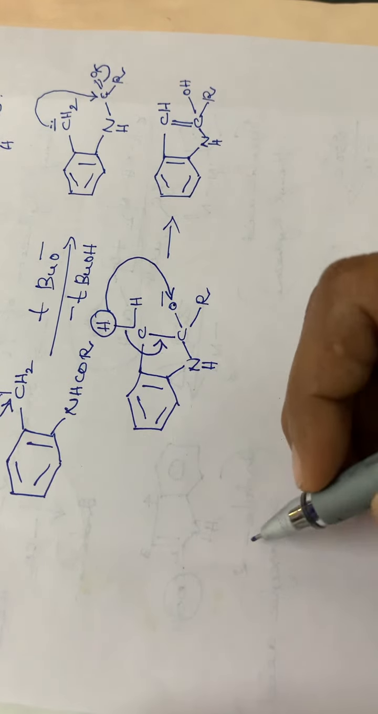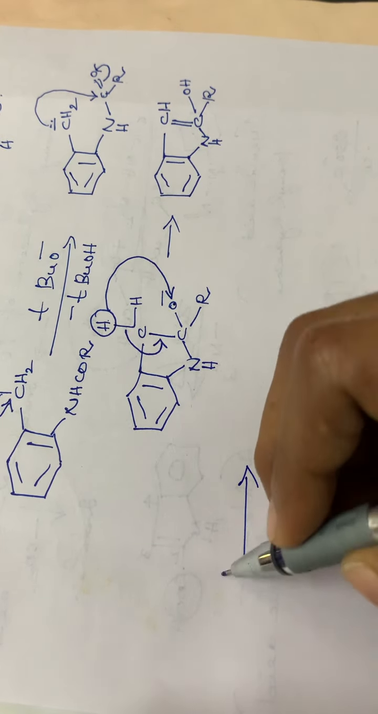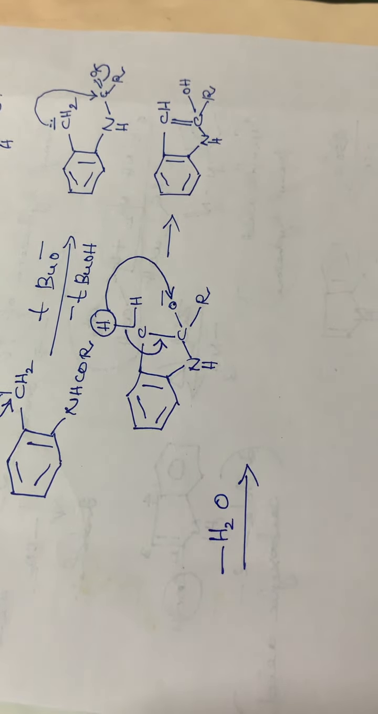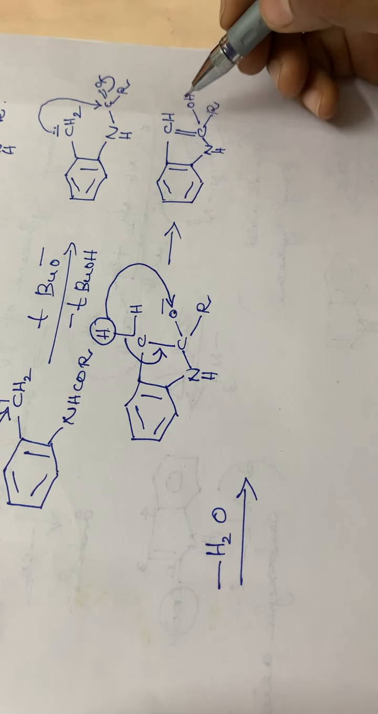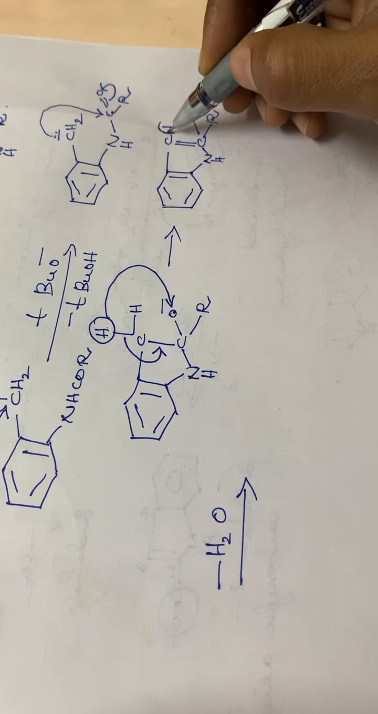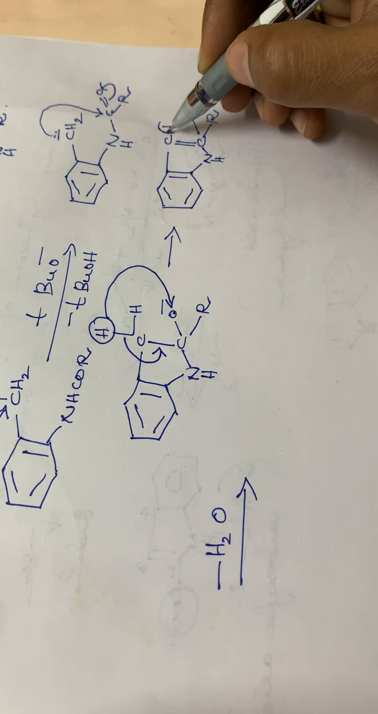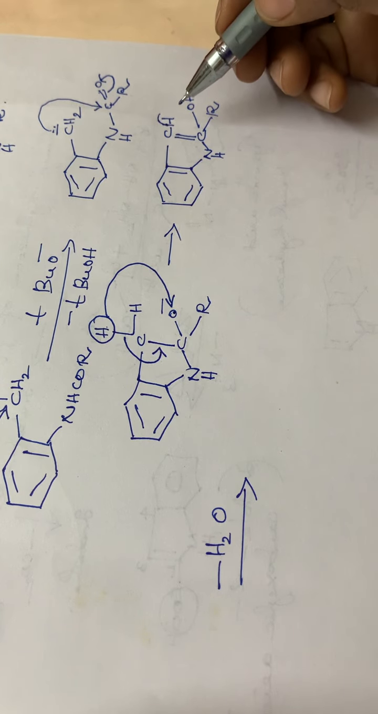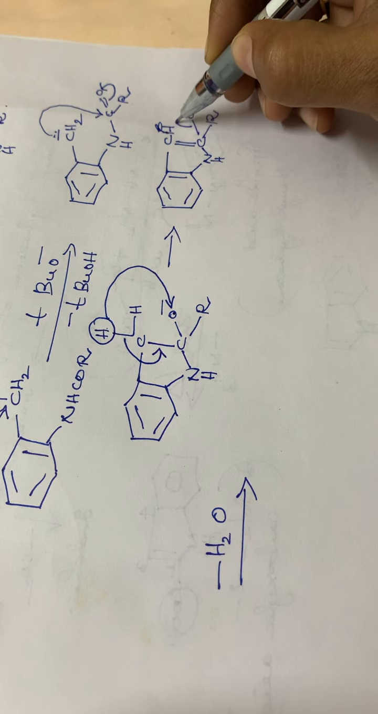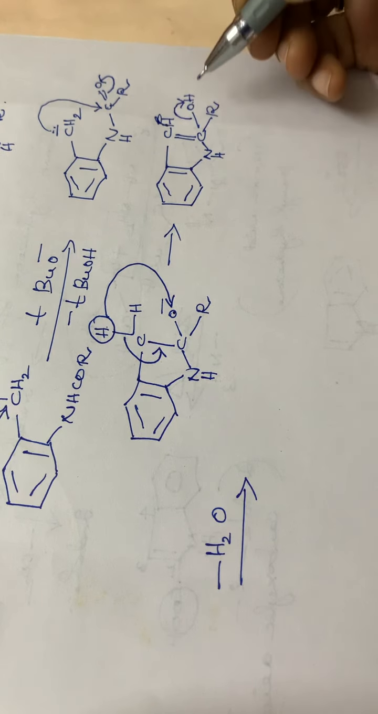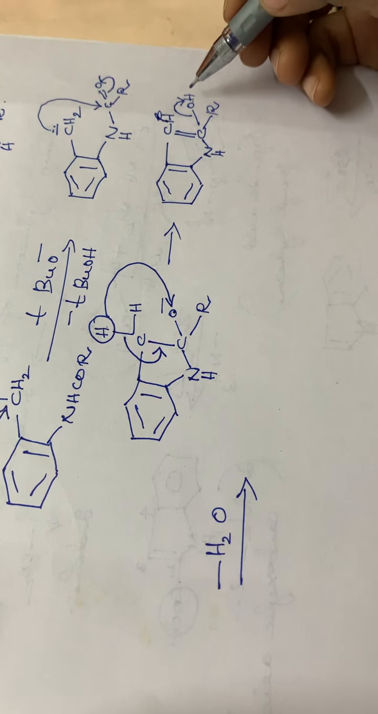Then in the next step, elimination of water takes place, minus H2O. This water is eliminated from these two positions, that is one hydrogen, and the OH will be removed as OH minus.